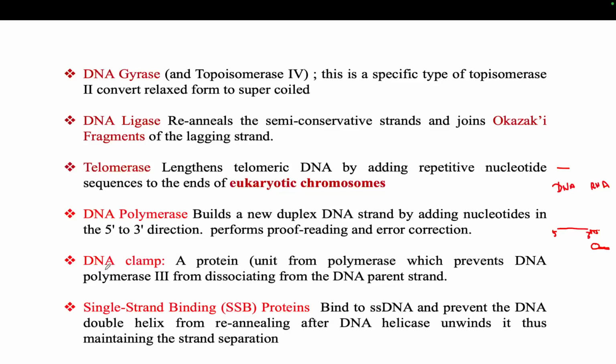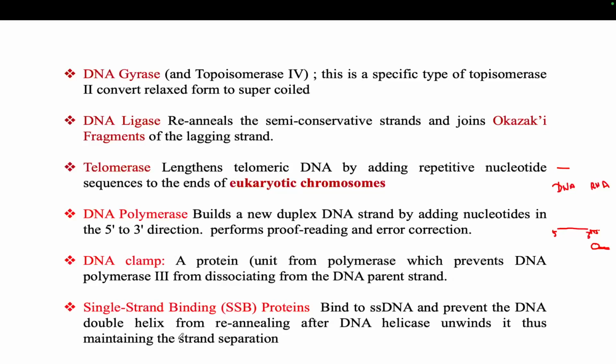Then there are some proteins. One is the DNA clamp. This protein is a unit of the polymerase, so we can say the DNA clamp is a subunit of the DNA polymerase, which prevents DNA polymerase III from dissociating from the DNA parent strand.